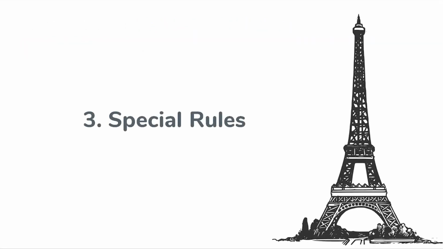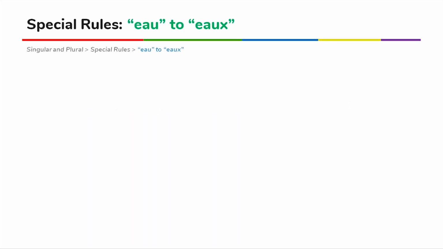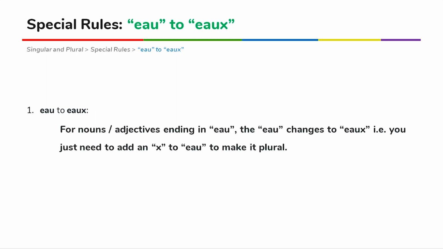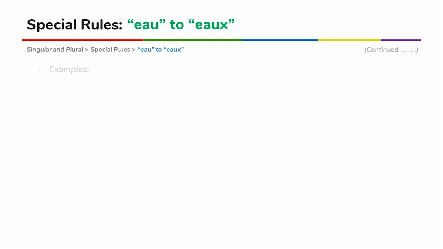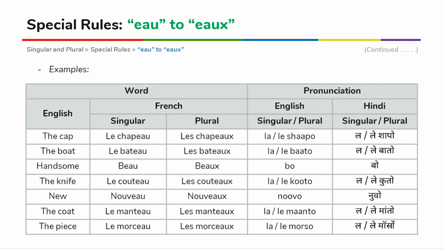There are some special rules which are followed by some words to form their plural. EAU changes to EAUX. For nouns and adjectives ending in EAU, the EAU changes to EAUX. That is, you just need to add an X to EAU to make it plural. Examples: le chapeau changes to les chapeaux. Le bateau changes to les bateaux, and so on.